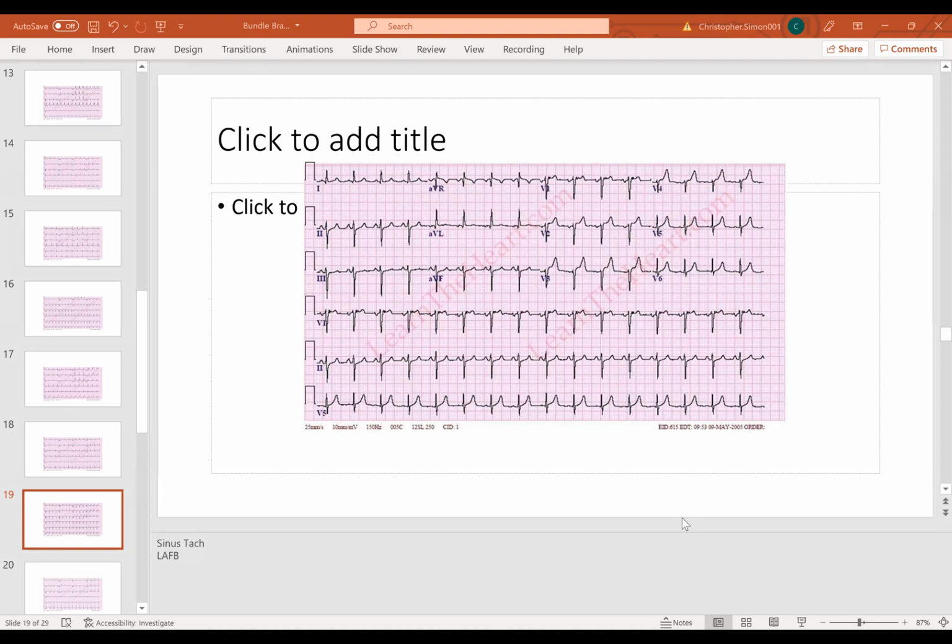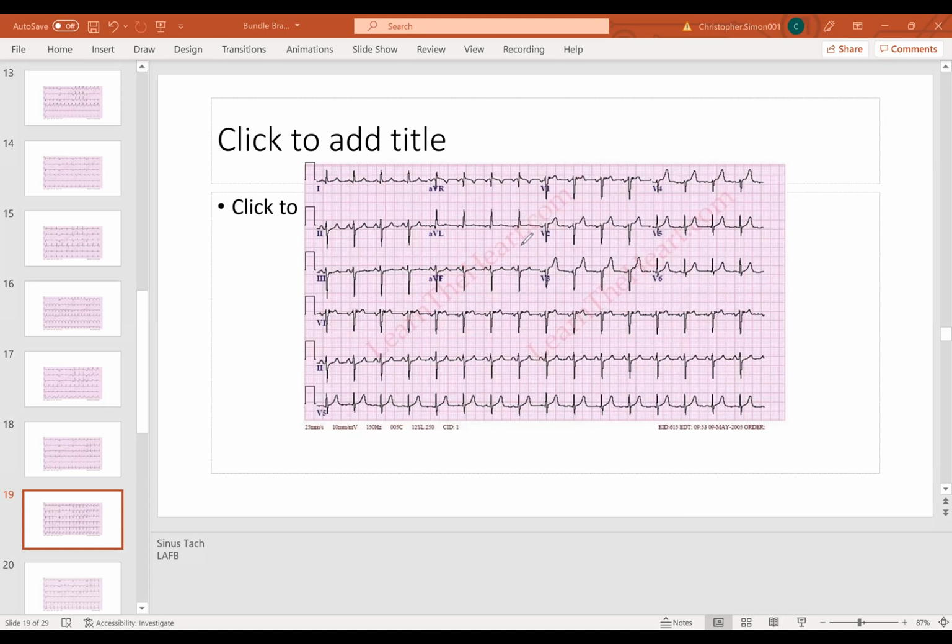Then I'm going to check my axis next. So I go to lead 1 and I go to AVF. If lead 1 is up and AVF is down, in other words, lead 1 is predominantly positive and AVF is predominantly negative, that means I have a left axis deviation. If you're having trouble with axis, please go back and review the axis video. So I have a left axis deviation.